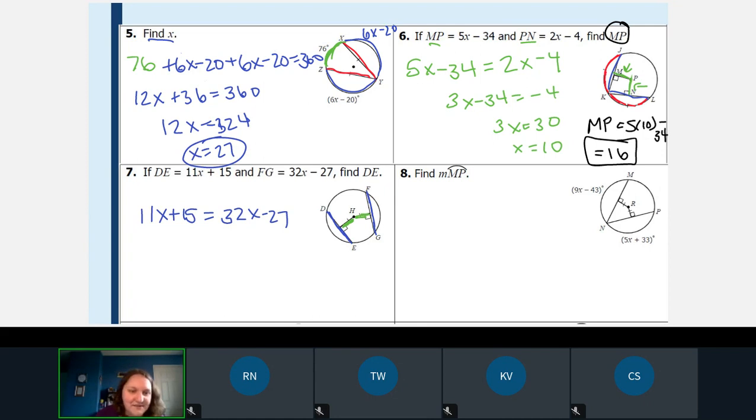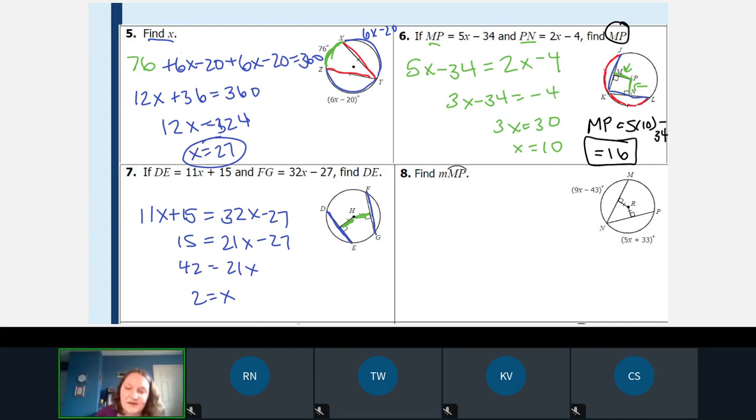Oh, I'm going slower than you guys. Let me speed up a little. Subtract 11x from both sides. What do we get? 21x. Add 27 to both sides. And divide by 21. So we get x equals 2.